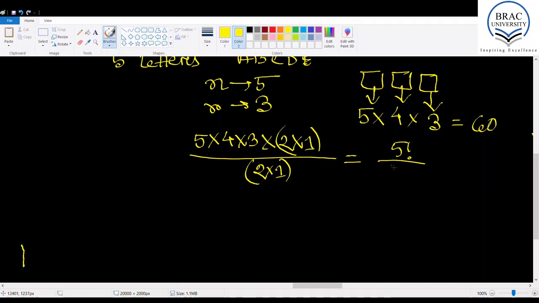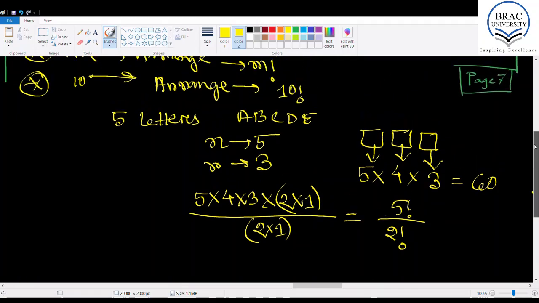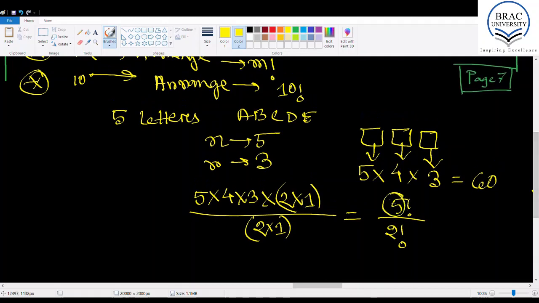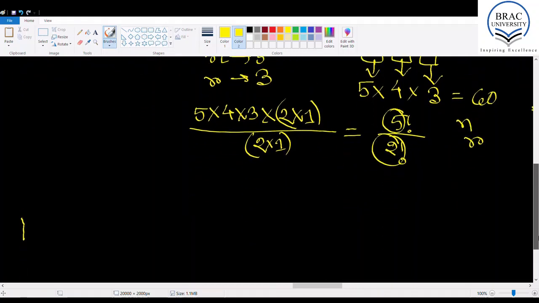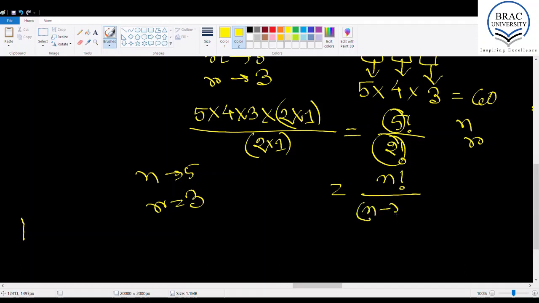And what is 1 into 2 called? This is 2 factorial. And if we try to compare these numbers with n and r, can we write them like this? Here in this case, n equals 5, r equals 3. So can we write it as n factorial divided by n minus r factorial? Many of us may get confused.